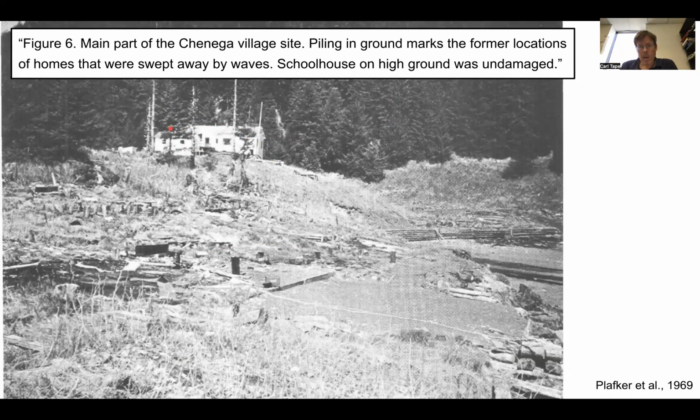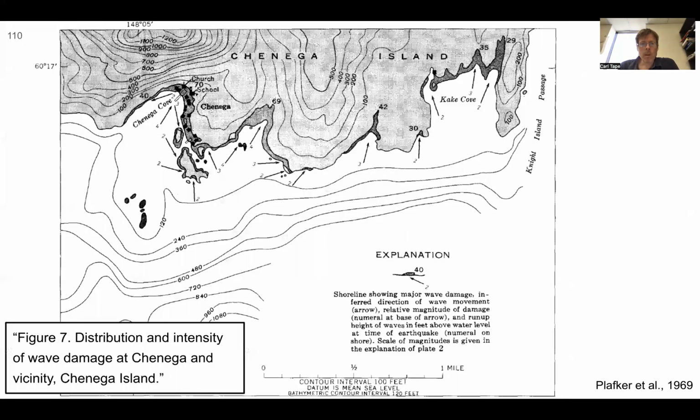So submarine landslides here caused local tsunami waves and led to the significant number of deaths from the entire earthquake. This shows a map of the distribution and intensity of wave damage. And so these numbers shown here are in feet. These show the elevations, and this marks how far the tsunami wave reached. So the run-up would be at 69 feet elevation.